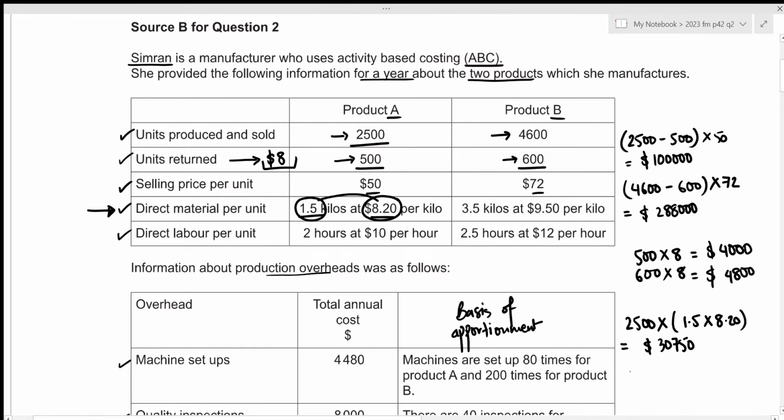Now we just repeat the same process for product B. We have the total units produced to be 4,600. Now we just multiply it by direct materials per unit. And we just have to multiply the number of kilos required per unit, which is 3.5, by the rate per kilo, which is given to be 9.5. And this gives our total direct materials for product B to have the value of 152,950.